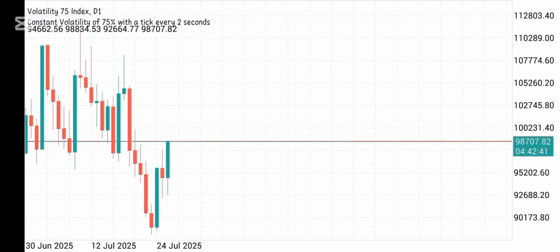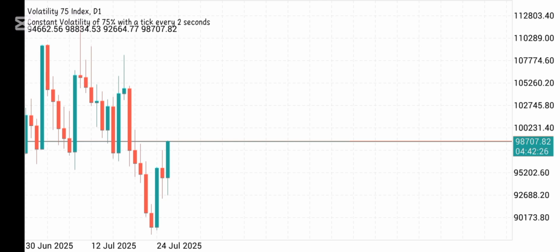This is volatility 75 on a daily time frame. Let's just look at the breakdown. Let's do a breakdown on the volatility 75 and see how it looks.